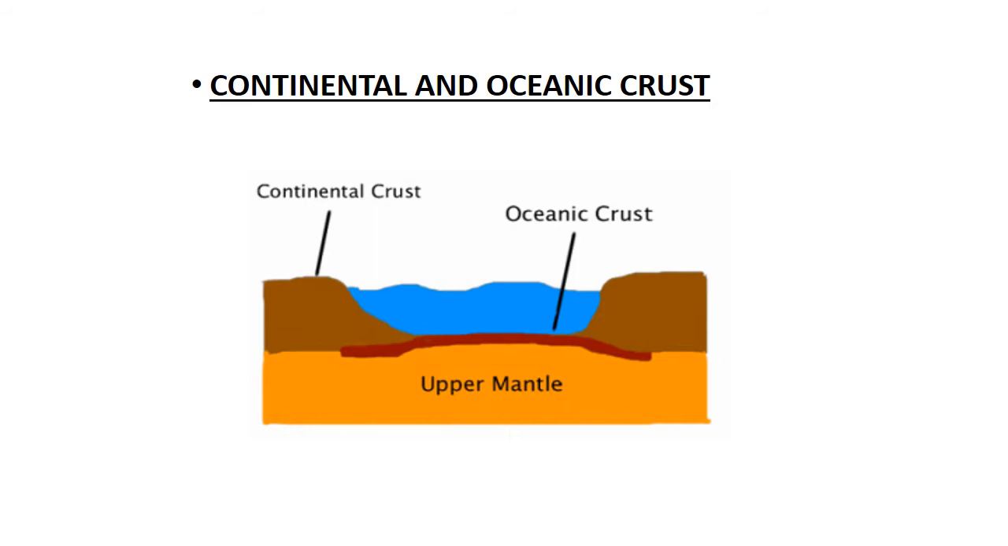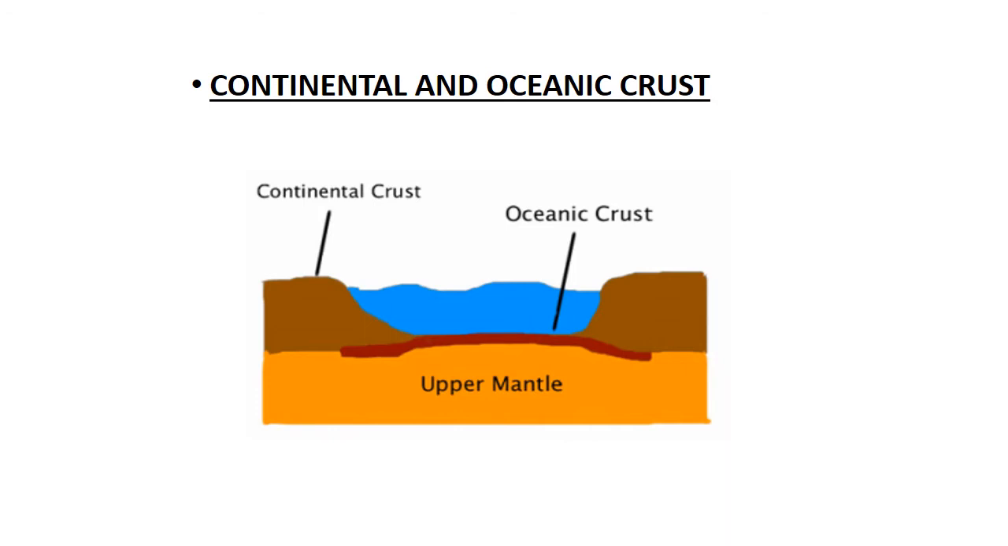The thickness of the crust below the continents is from 16 to 45 km. So children, on the screen you can see here that on the upper mantle, two types of crust we can see here. One is called continental crust and another is called oceanic crust. And their thickness varies.